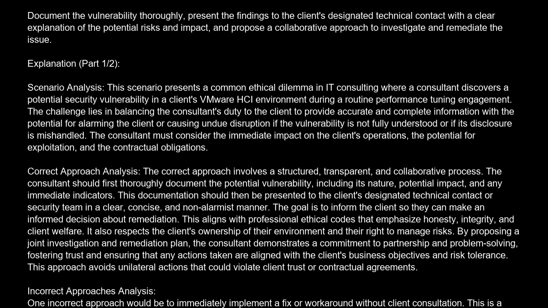By proposing a joint investigation and remediation plan, the consultant demonstrates a commitment to partnership and problem-solving, fostering trust and ensuring that any actions taken are aligned with the client's business objectives and risk tolerance. This approach avoids unilateral actions that could violate client trust or contractual agreements. Incorrect approaches analysis. One incorrect approach would be to immediately implement a fix or workaround without client consultation.